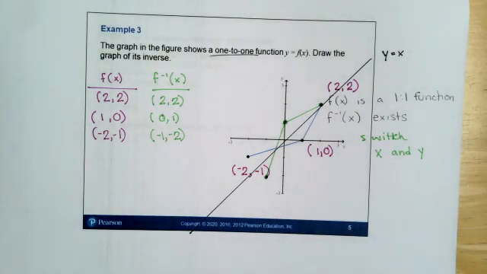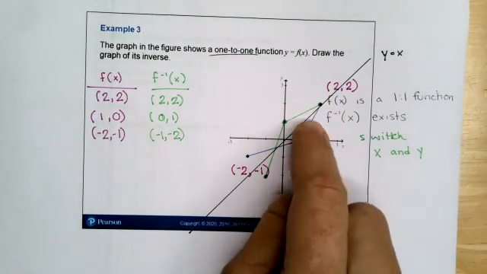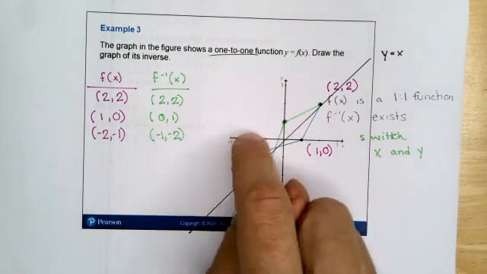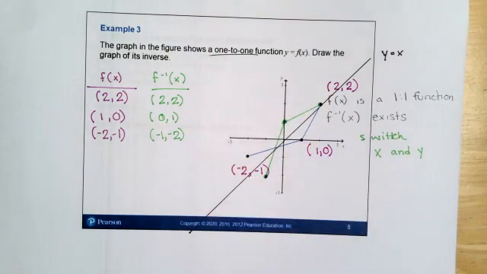Good. Draw the graph of its inverse. We drew the graph of its inverse. If it goes down, if it starts at (2, 2) and goes down, this one starts at (2, 2) and goes left. Cross right there.